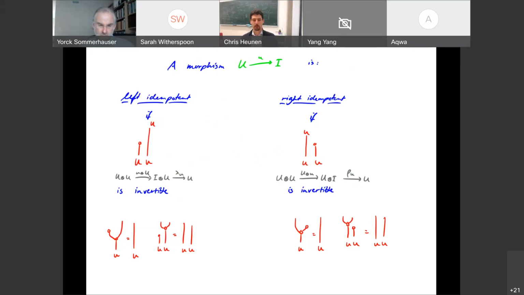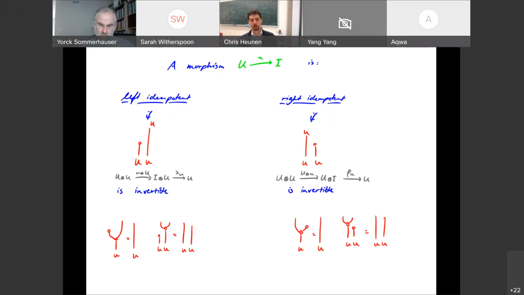I'm going to talk about one fixed morphism little u from big U into I, and we'll say that such a morphism is left idempotent if a certain canonical map is invertible. What's the canonical map? You start at the object U tensor with itself, you use the morphism little u on the left copy to get into the tensor unit tensored with the object u, and then I use the left unit to get rid of the tensor unit. So all in all, I have a map of the type that we talked about on the previous slide, from u tensor u to one copy of u.